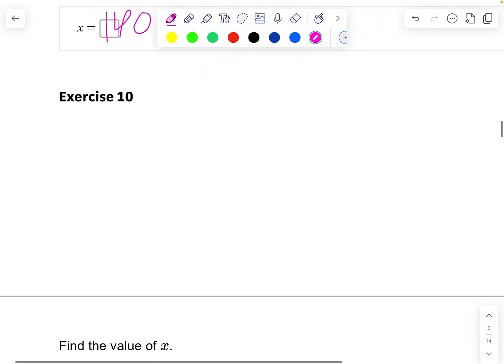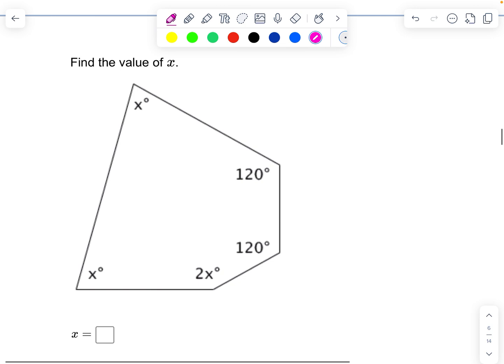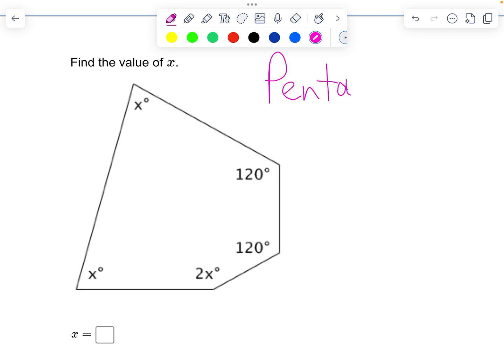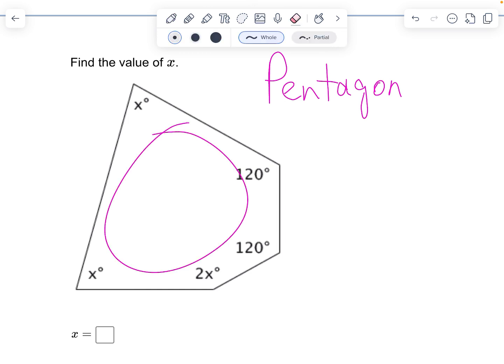Number 10. All right, what is this thing? We have 1, 2, 3, 4, 5 sides. It's a pentagon. So write down pentagon on your paper. All right. Now, what do they want? They want the value of x. Well, we need to know how much is on the inside. How many degrees are in the inside of this pentagon?